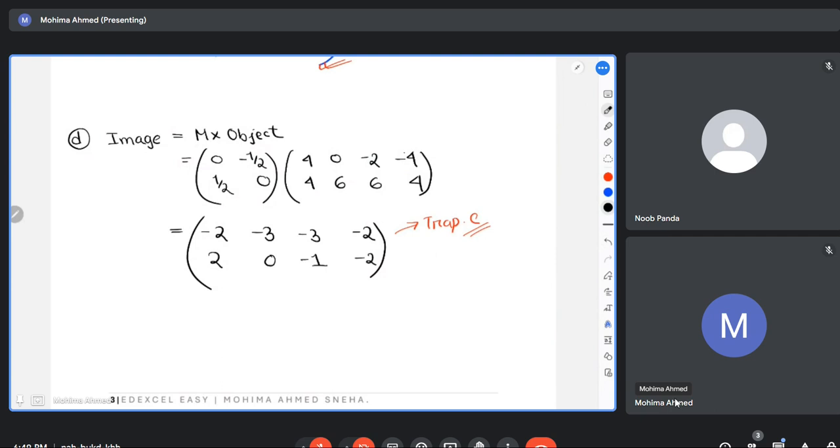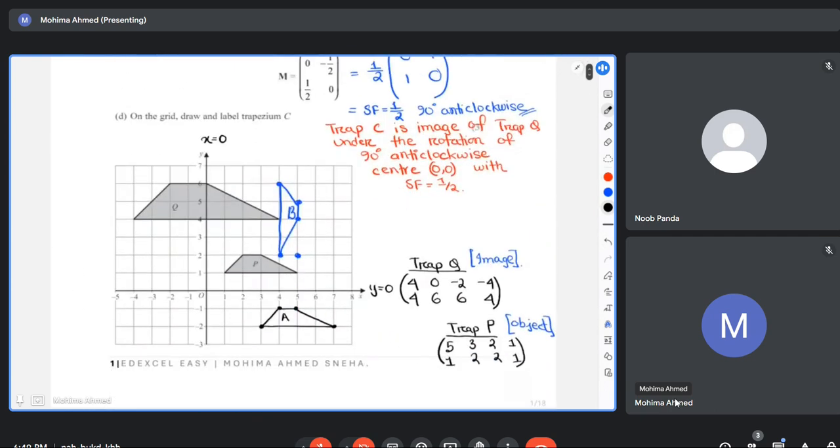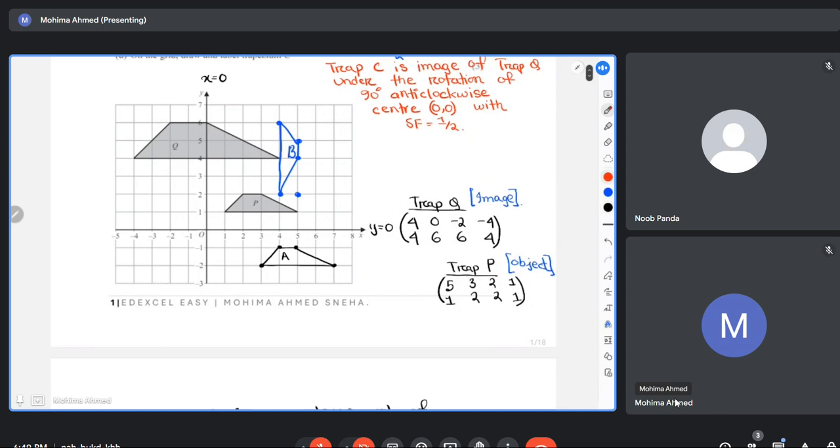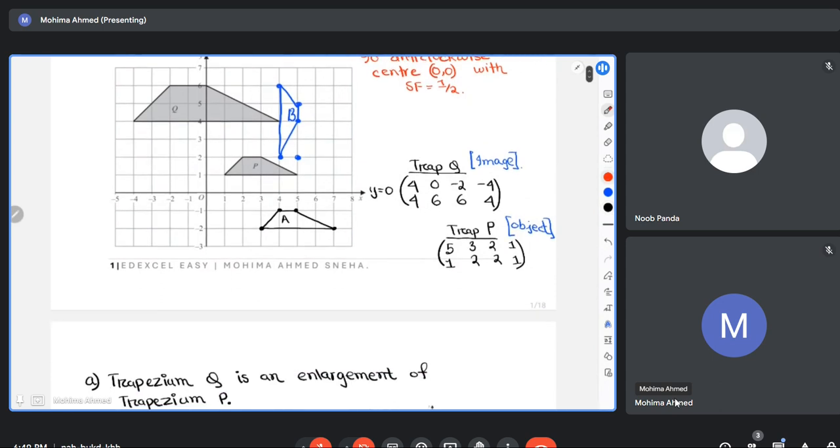Now we'll draw these coordinates again on your graph. So you have -2, -2, right? -2 is over here. And then -3, -1, -3, 0. And then you get -2, 2.